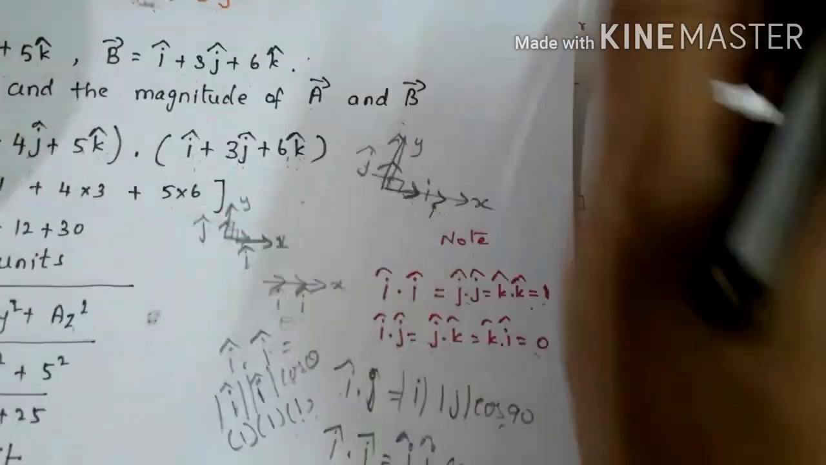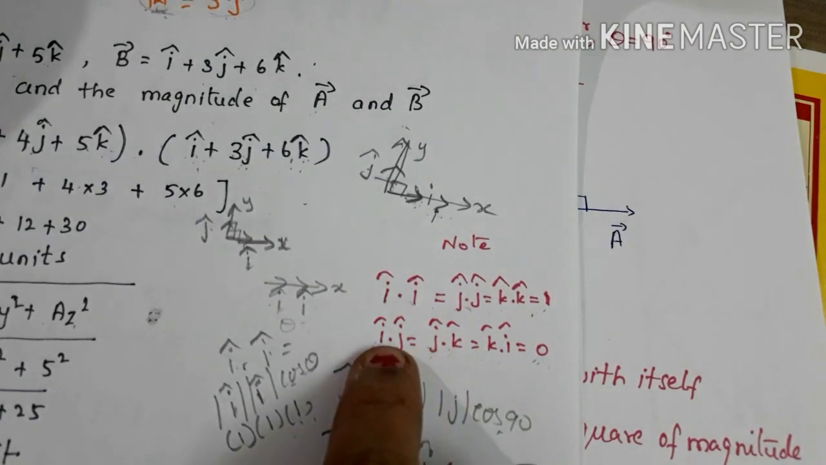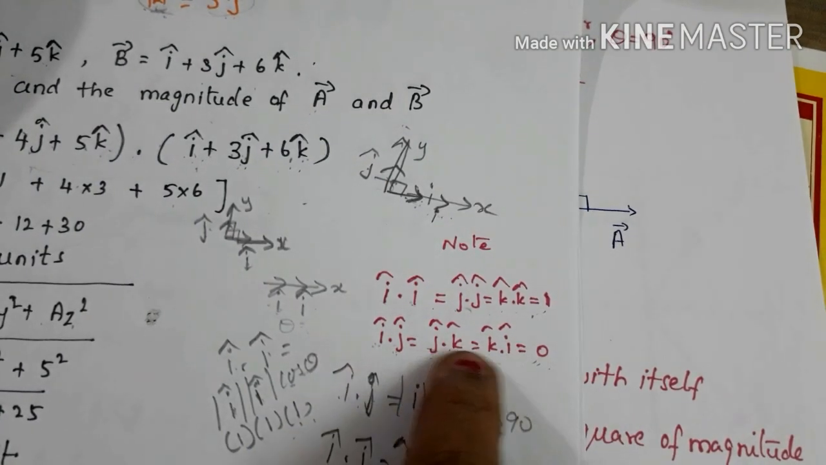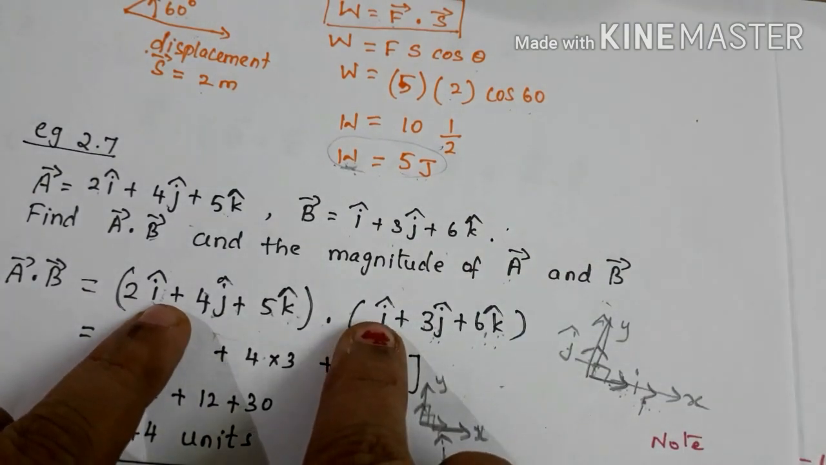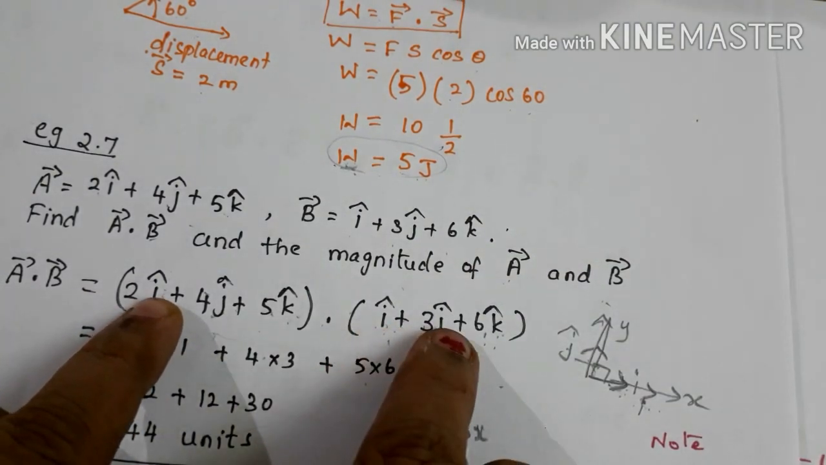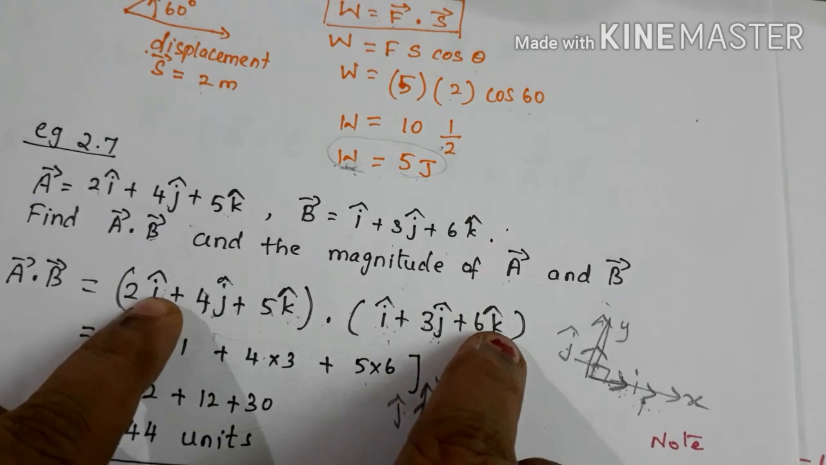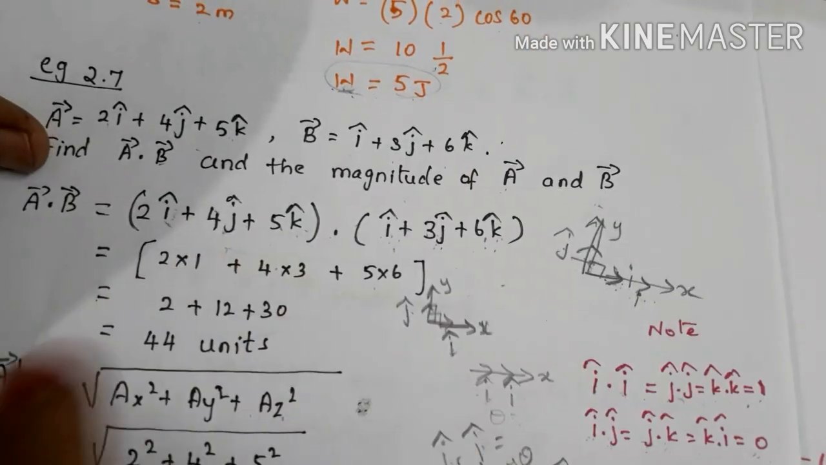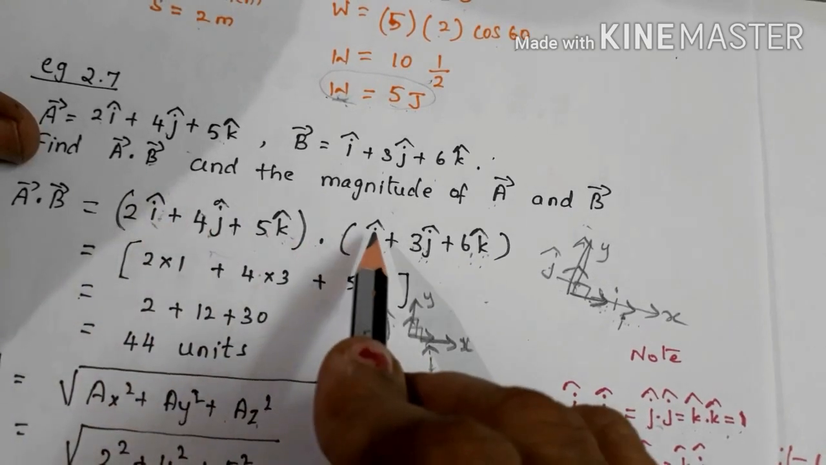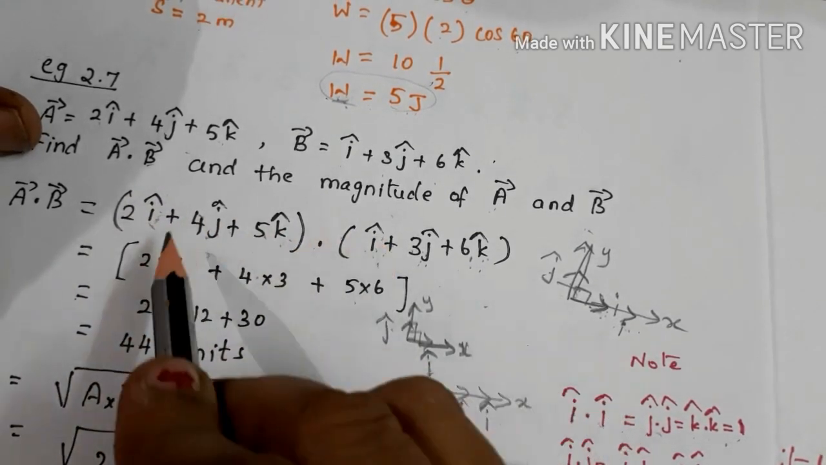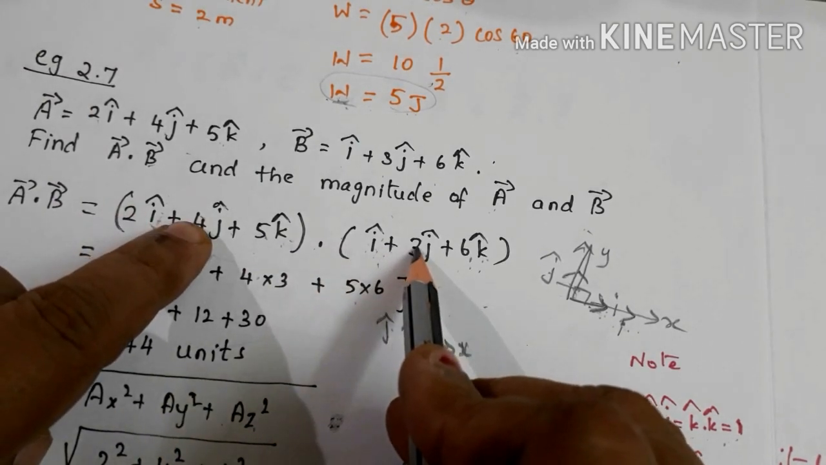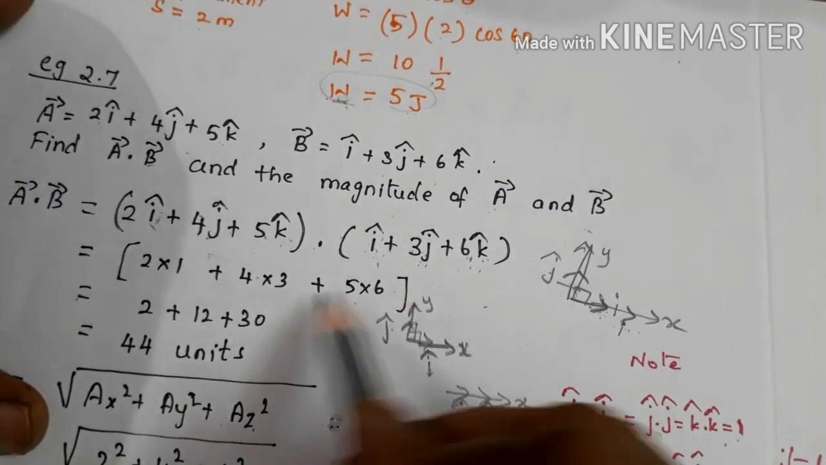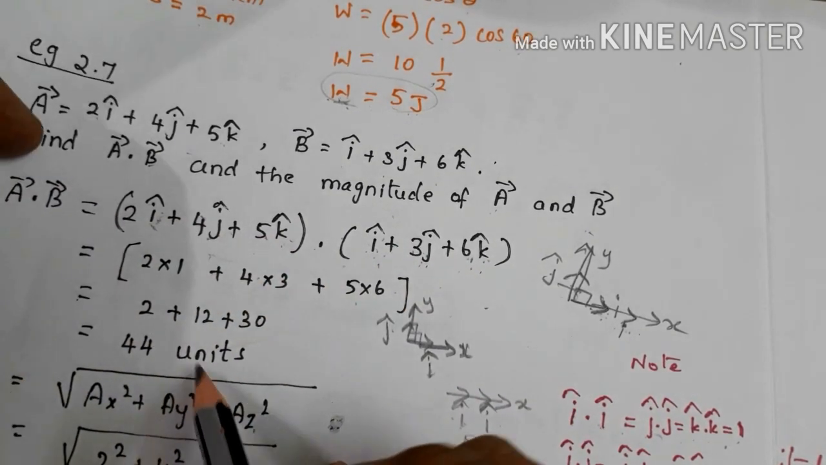We will discuss this again later. So remember that i dot j, or j dot k, or k dot i, are all 0. That is why we say i should be multiplied by i only. If you multiply i with j or k, you will get 0. So remember, in a dot product, only similar unit vectors can be multiplied. In the same way you will get 2 into 1 plus 4 into 3 plus 5 into 6. If you solve this, you will get 44 units.